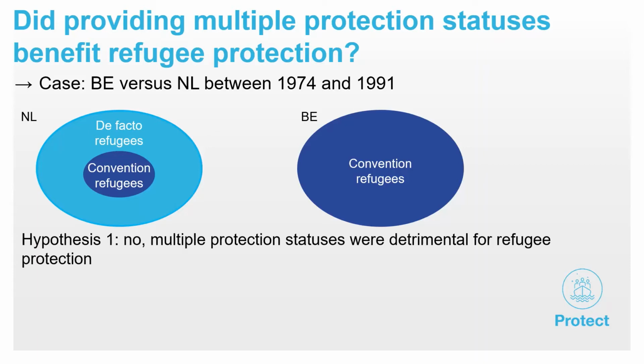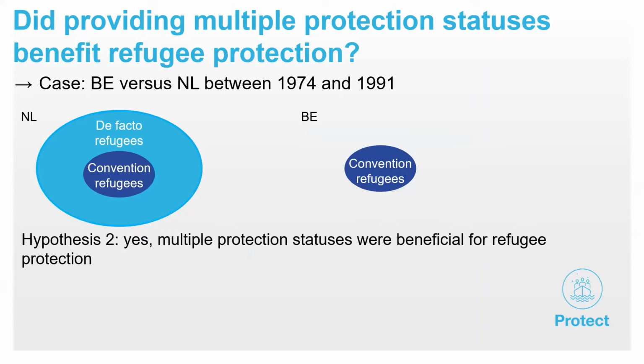Our first hypothesis says no. Through establishing multiple protection statuses, the Geneva Refugee Convention was hollowed out. Providing multiple legally weaker protection statuses thus enhanced a restrictive interpretation of the Refugee Convention. For the Dutch versus Belgium case, if this hypothesis turns out to be true, this would mean that Belgium had a better refugee status arsenal between 1974 and 1991, operating a liberal interpretation of the Geneva Refugee Convention.